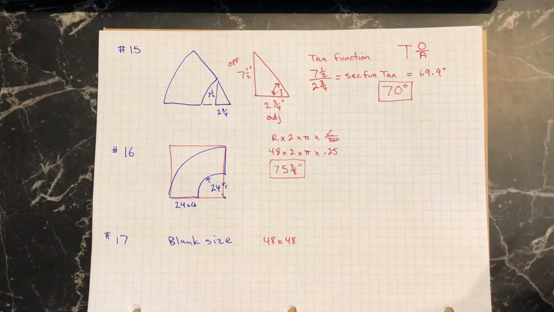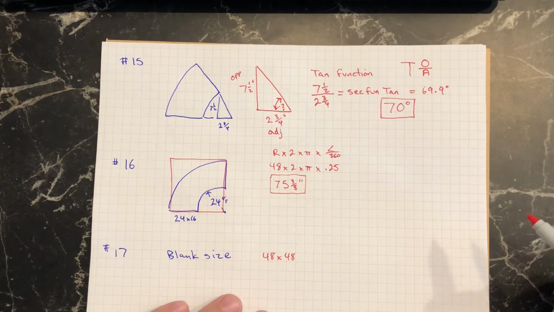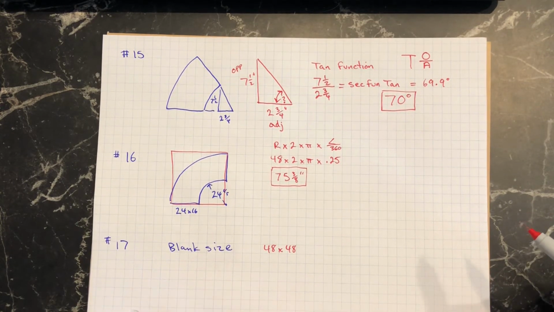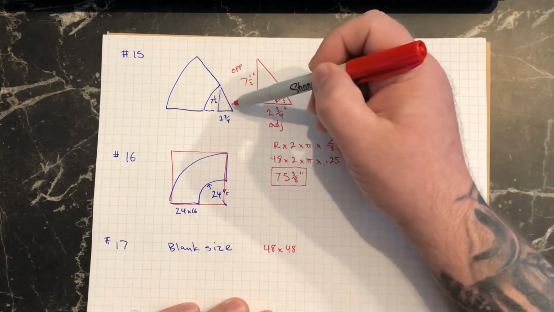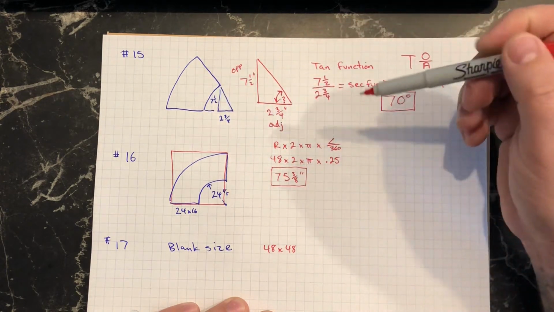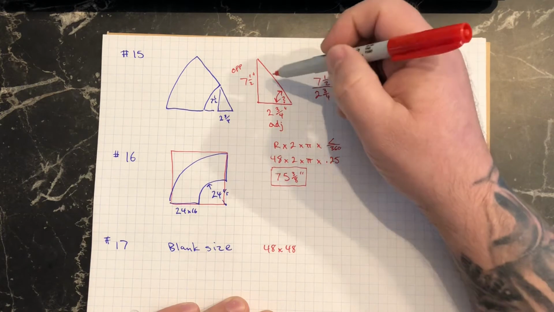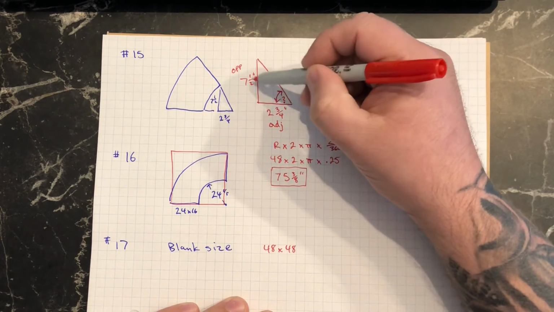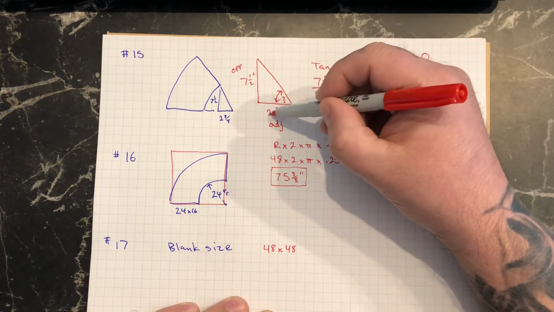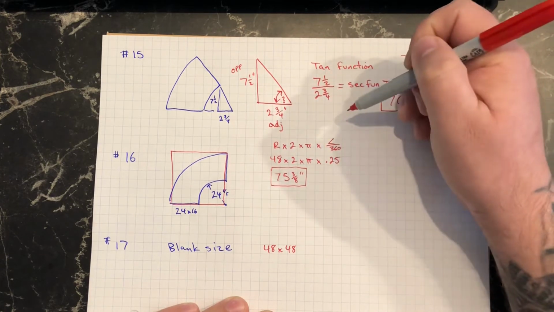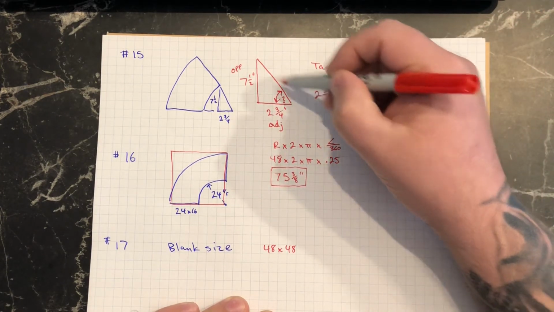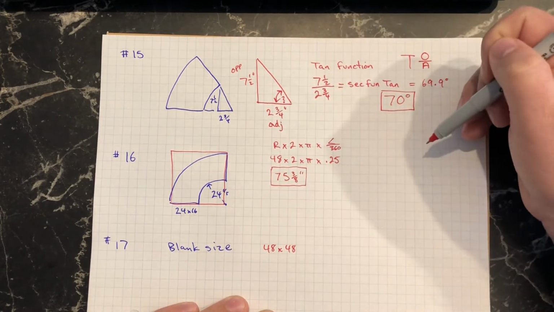Number 15, pretty simple trigonometry, or hopefully pretty simple. It's just looking for what angle this elbow would be. If you just pull that little triangle out, it's a little easier to see. So this height here is 7.5 inches. This width here is 2 3/4 inches, and they're looking for this angle. That's going to tell us how many degrees that elbow is.